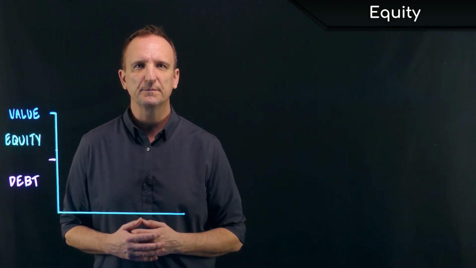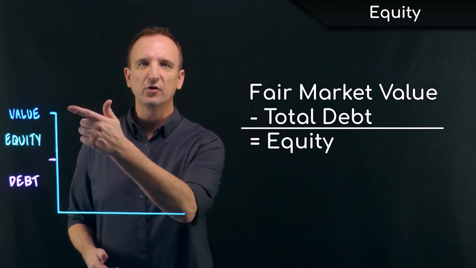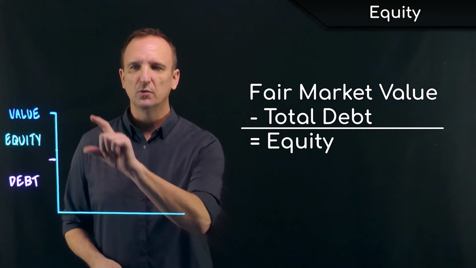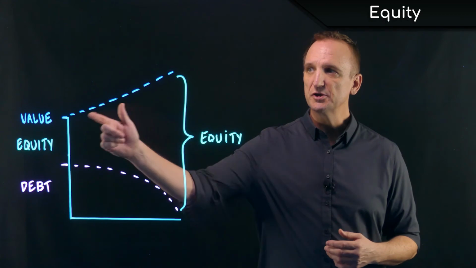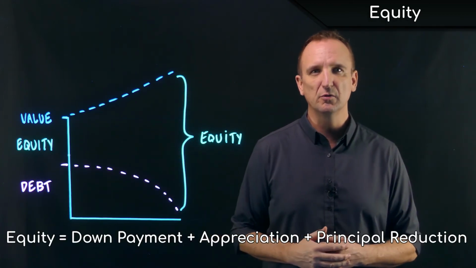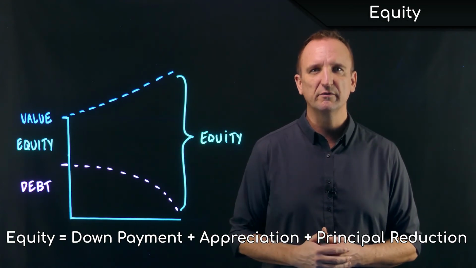To calculate the amount of equity in a property, it's very simple. You just take the fair market value and subtract any debt on the property, and whatever is left over is the total equity. When the amount of appreciation on a property is combined with the reduction in principal on the loan, the sum of the two can create massive gains in equity for the investor.